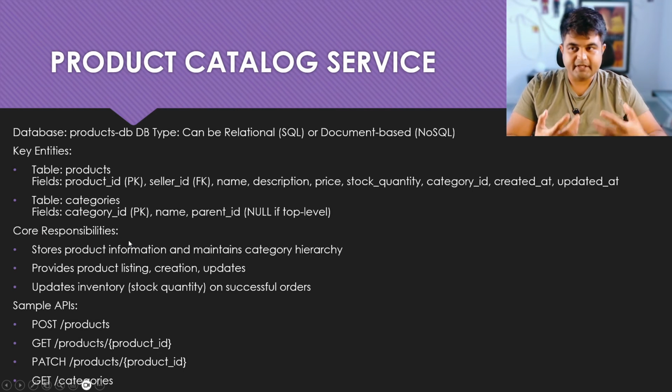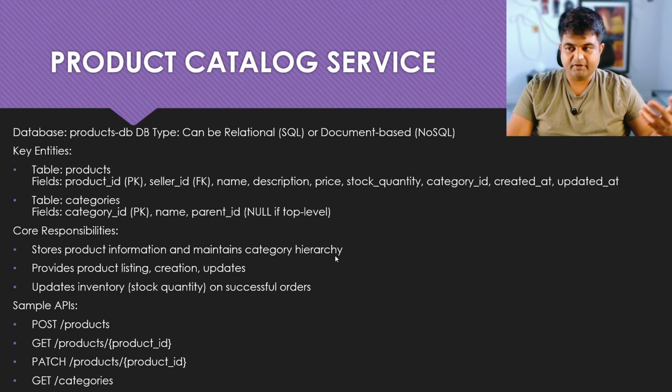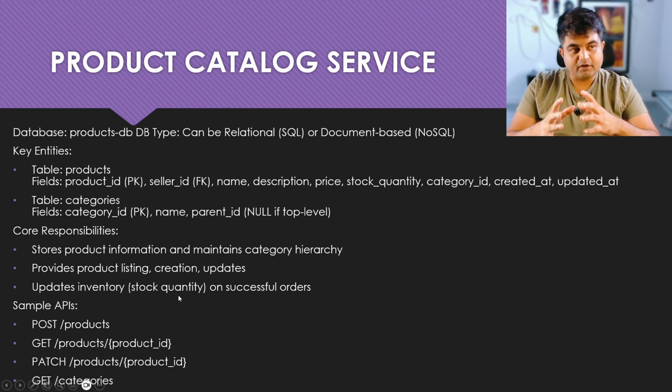As core responsibilities of a product catalog service, of course, it stores product information and maintains the category hierarchy. We can sort things in all sorts of different manners, and it also maintains the inventory of the product as well.